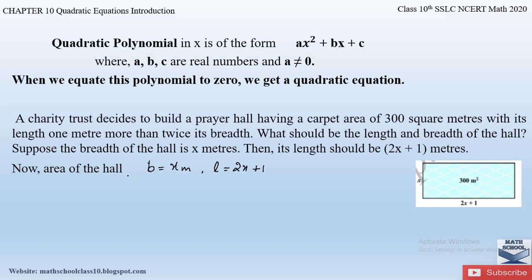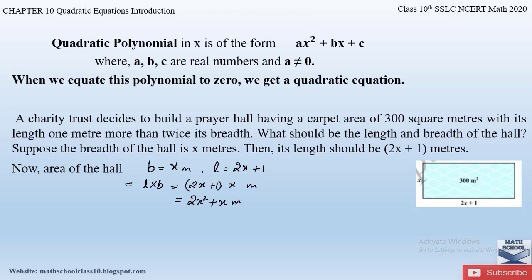So area of a rectangle is given by area is equal to length into breadth. Here what is the length? It is 2x plus 1 meters into x meters. So if we multiply, you are going to get 2x square plus x.